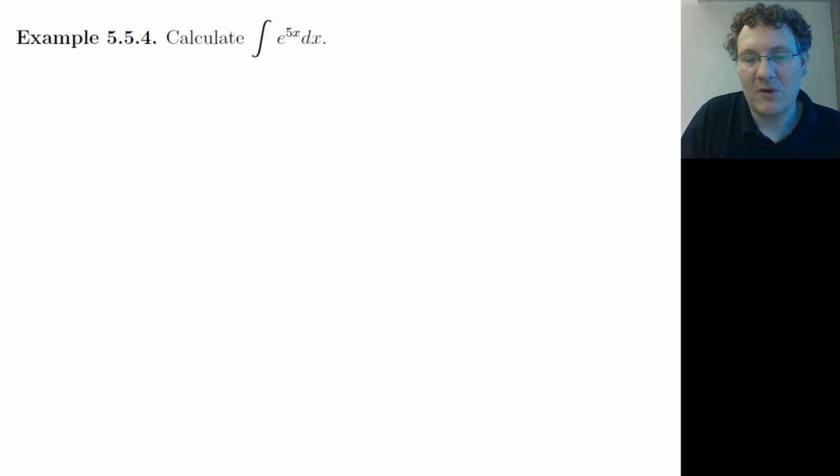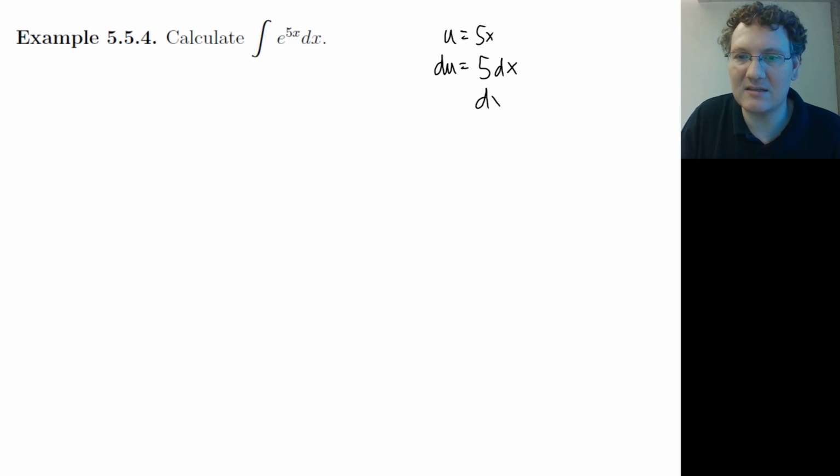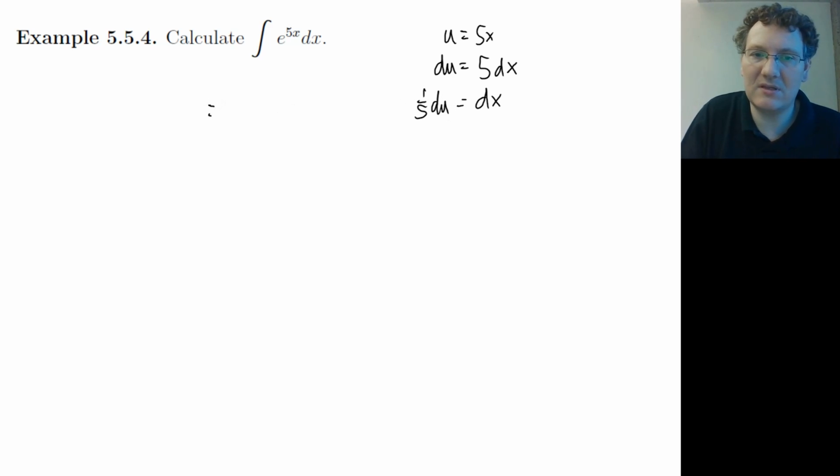Okay, another one. Of course, we know the integral of e to the x is e to the x, but what's the integral of e to the 5x? Well, it seems natural again to let u be 5x, because I know what the integral of e to the u is, but du is going to be 5 dx. So dx is 1/5 du. So this is going to be 1/5 integral of e to the u du.